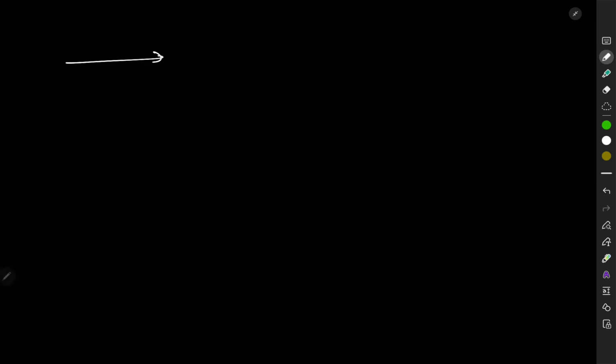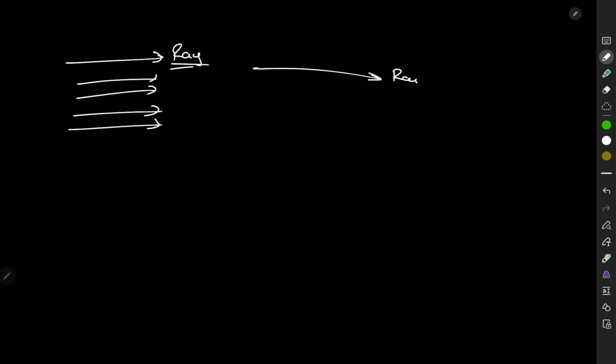First of all, you need to know what a ray is. This single line will be called a ray. This will always be in a straight line, okay? And a bunch of rays will be called a beam.